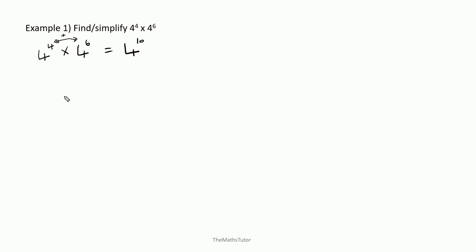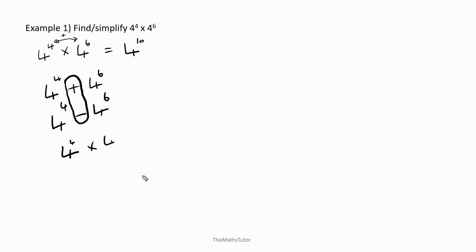It's probably worth mentioning now that if you were to be asked something like this, 4 to the 4 plus 4 to the 6, you don't add the powers, you don't times the powers. There's nothing you can do with this. The same goes for if it was 4 to the 4 minus 4 to the 6. If these here are plus and minus, there's nothing you can do in terms of simplifying the powers. The only time you can simplify the powers is when it's a times or a divide.